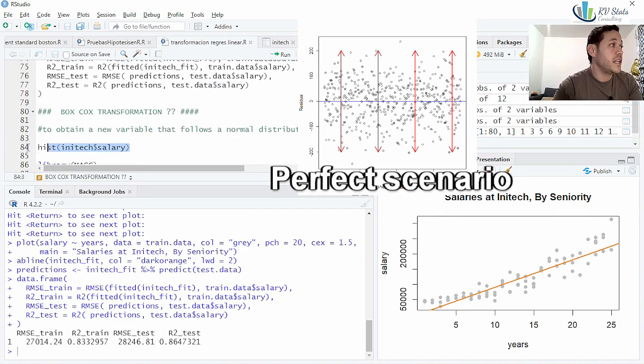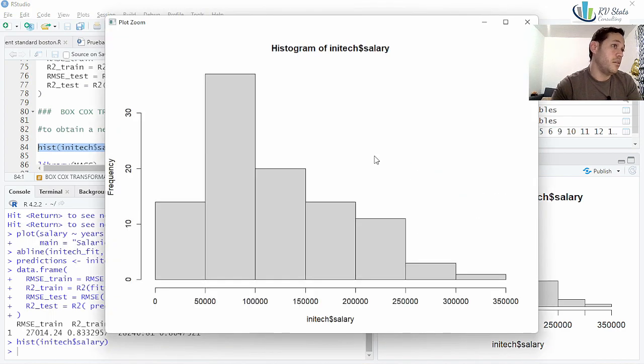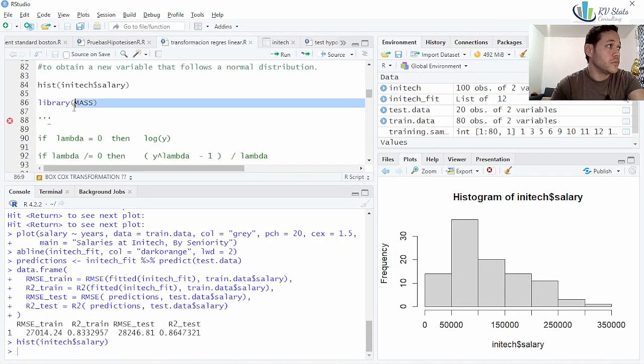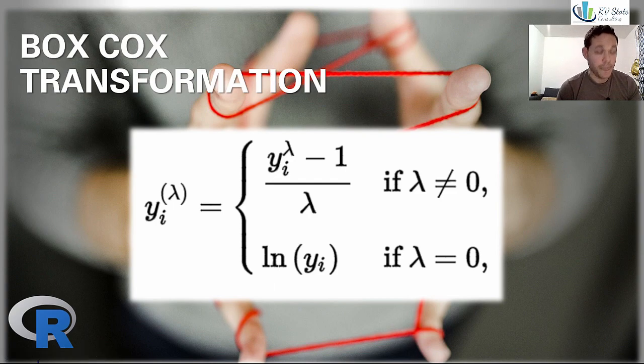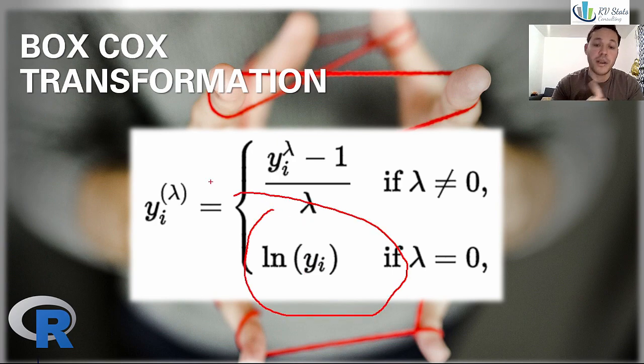Let's check here the original data. This doesn't look normal at all, because it should have this bell shape. It's not looking like that. Then I'm going to use the library MASS and check something here. We have this transformation. Y is going to be our salary in this case. Then we want to find the best lambda that allows us to transform our variable salary into a normal distribution. If lambda is equal to zero, of course, we cannot calculate the denominator there. And then we're going to use the natural logarithm.